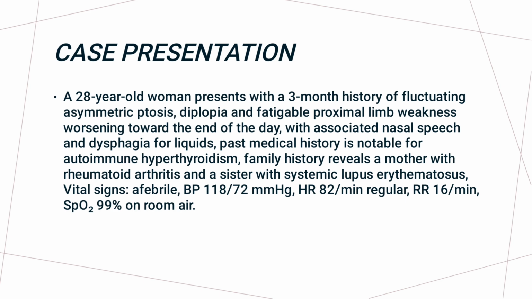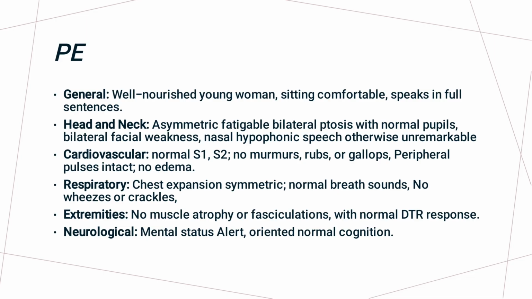I will carry on. So we've done a general physical examination, which showed a well-nourished young woman, sitting comfortably, speaking in full sentences. Head and neck was asymmetric, fatigable. There is a bilateral ptosis with normal pupils, bilateral facial weakness, and there is also a nasal hypophonic speech. Otherwise unremarkable. Cardiovascular is normal.